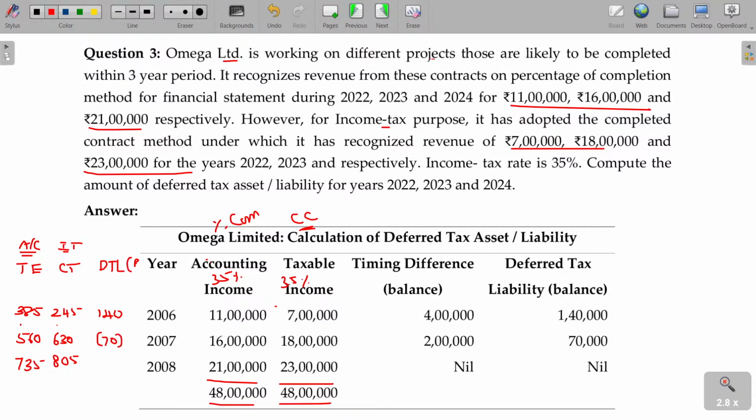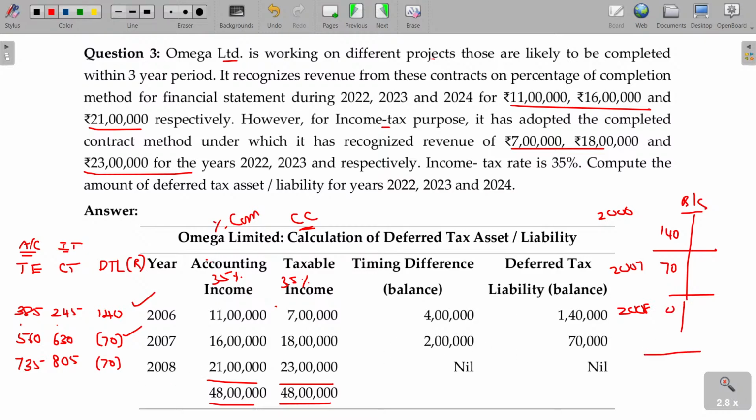And here again 70 you are paying higher, which is the reversal. What about the DTL balance you have in your balance sheet? In your balance sheet, first year you have 140. Year 2006, year 2007, in that 140, 70 is now paid, so you have 70. In the year 2008, another 70 is also paid, you don't have any DTL. Is that okay? This is the DTL balance for every year: 140, 70 and becomes 0. Clear?